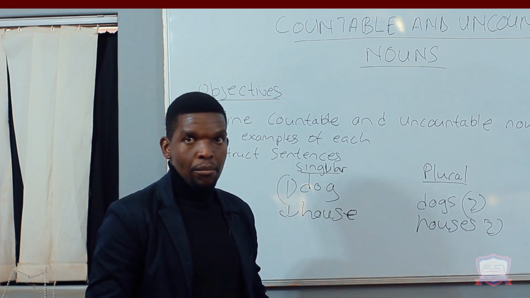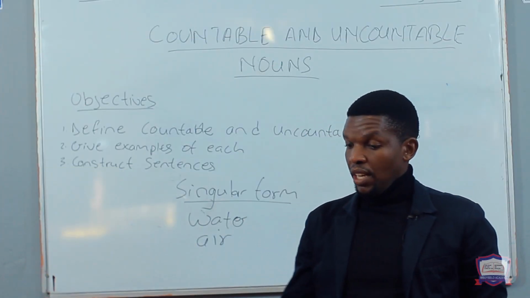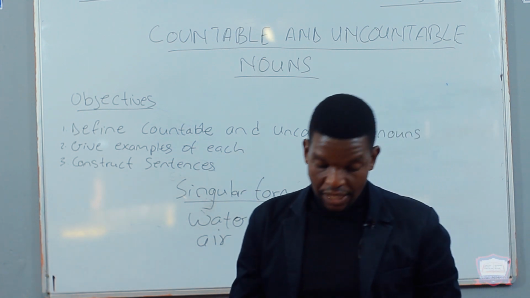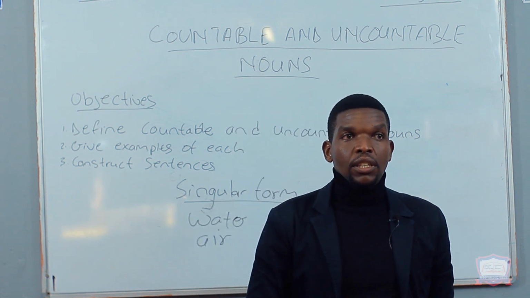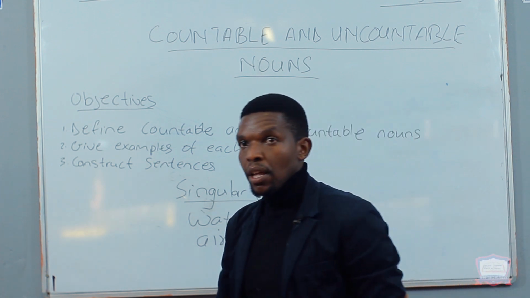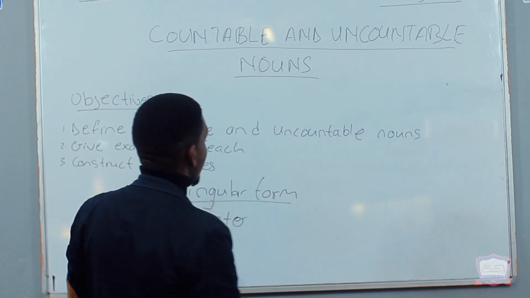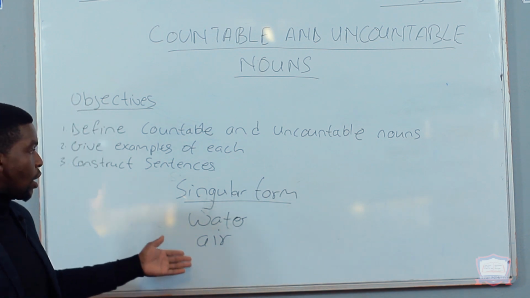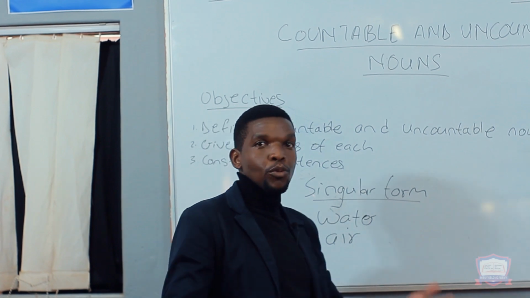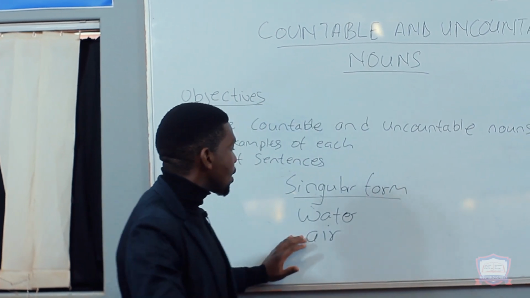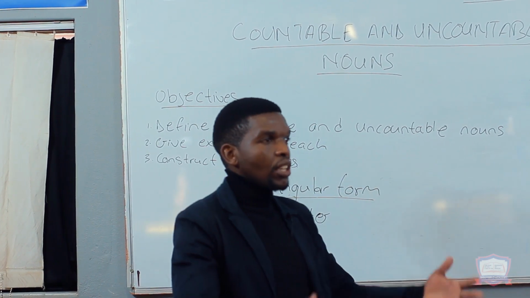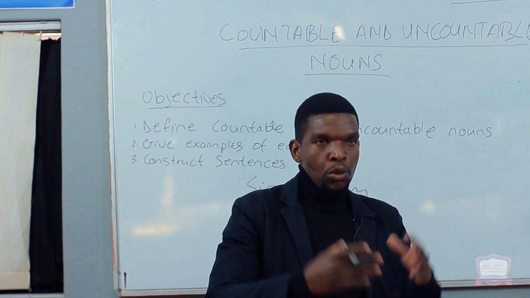Well, with that said, we can now move on to uncountable nouns, which are the things that we cannot count using numbers. They only have a singular form. An example of such can be water. We don't have two waters, three waters, or whatever. We can also say a. We also cannot count a, like have two A's, three A's, or more, and so on and so forth.